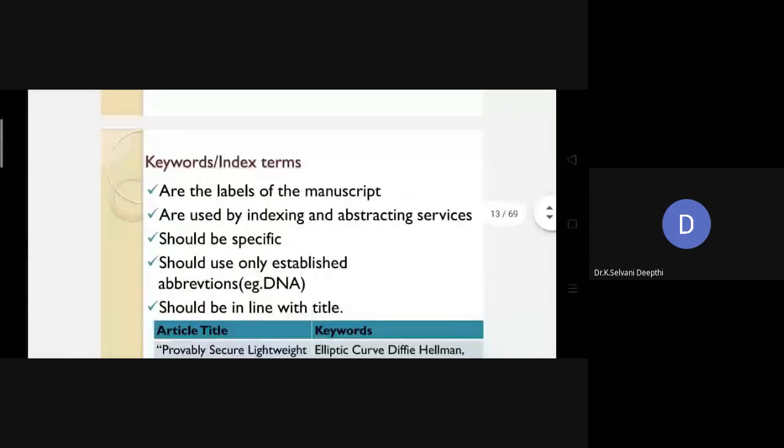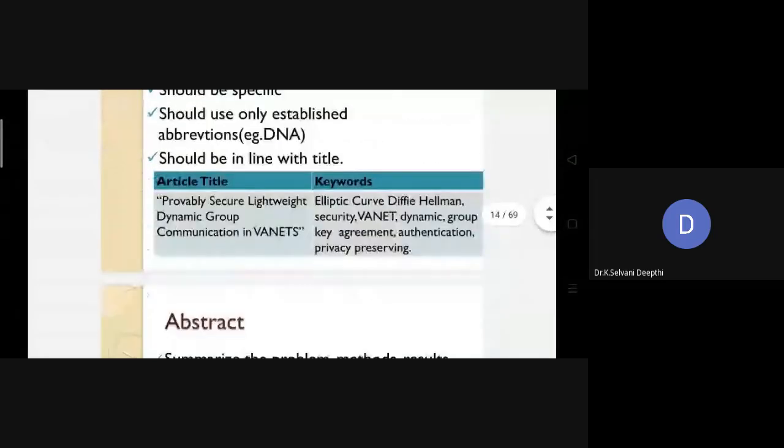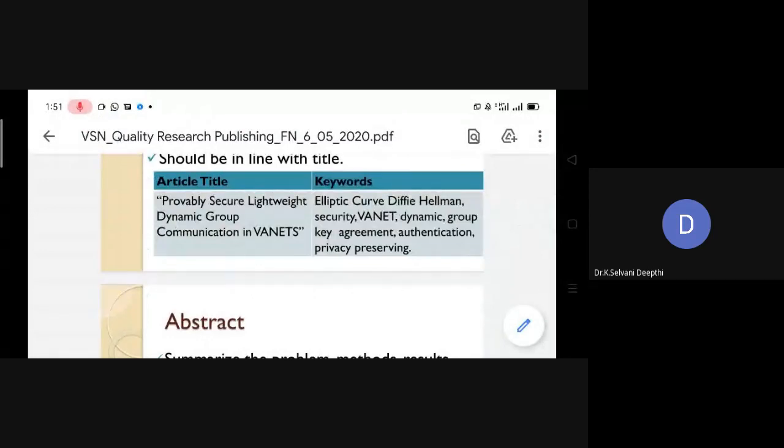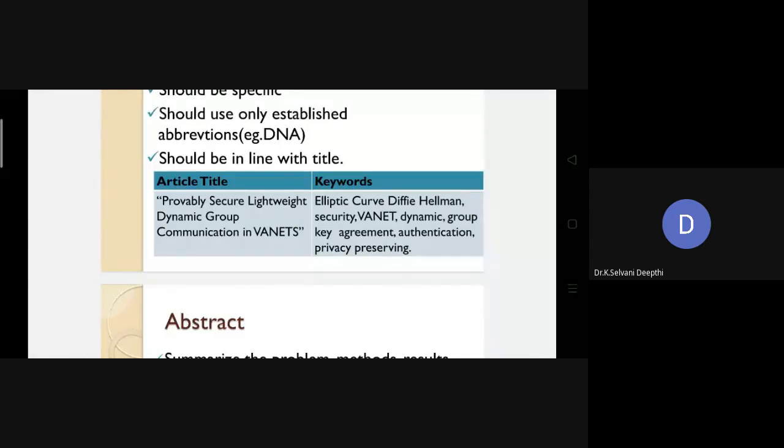Okay, after that, these keywords are very, very important. That means we have to find out the words that are very, very important in our paper. Let us take the title I have fixed like that: probable, secure, lightweight, dynamic group communication in VANETs. We are using ECDH for lightweight because there are very few computational resources in VANETs. And I am using elliptic curve Diffie-Hellman in this paper, so that's why I am giving one keyword as that.